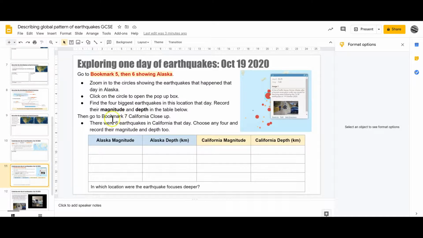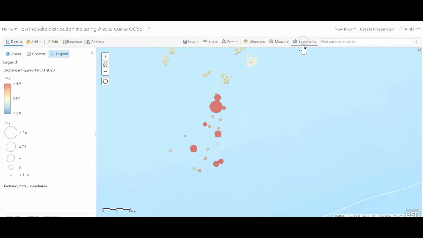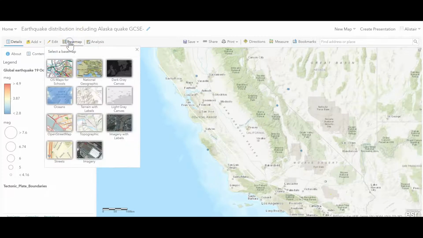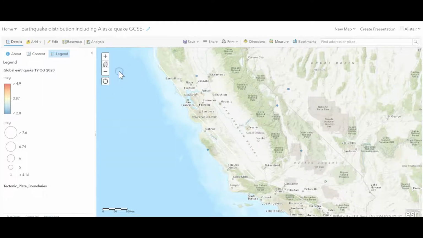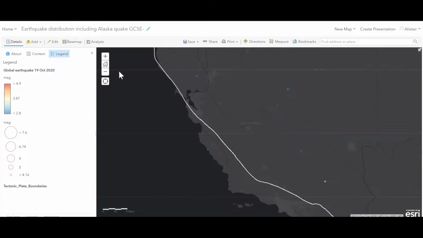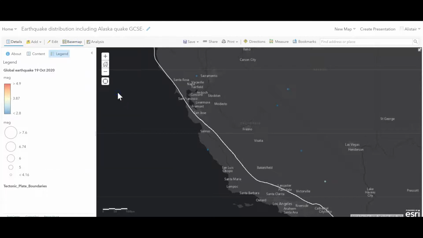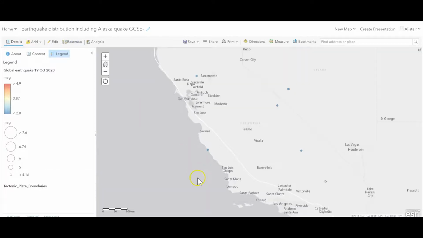Okay, next we're going to do a little bit of a comparison of that day with California. So you go to the bookmark on the close-up for California, and you can just about see these little earthquakes appearing. Again, if you're struggling at any stage to see anything, why don't you change the base map? That'll allow you to see them a little bit better. They'll just pop out, or perhaps even the light grey canvas one will make them pop out just a little bit more so you can spot them.